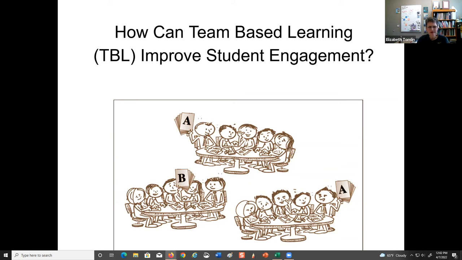Today, we're going to talk about team-based learning, and I'm going to start with a disclaimer that nobody can learn how to do team-based learning in 1 hour. So this is just a short introduction to it, and hopefully this will intrigue you enough that you might want to come to the ADAPT workshop, where we're actually going to do a team-based learning workshop.